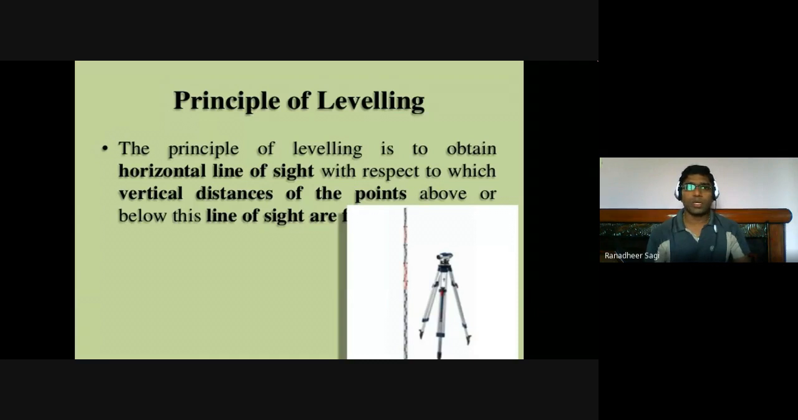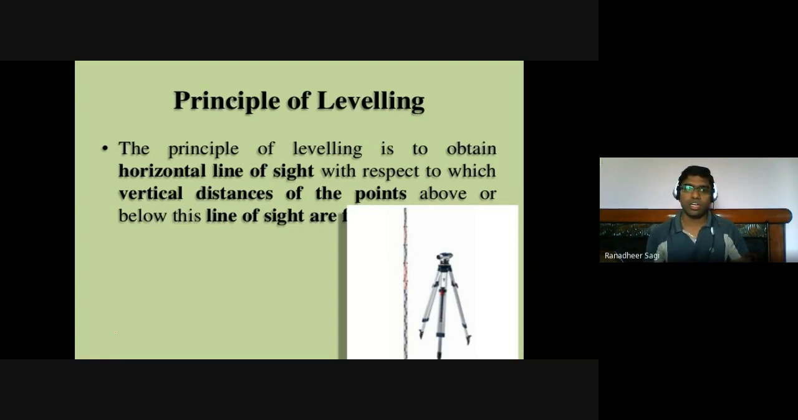Now, what is the principle behind this leveling? Based on what principle do we carry out this leveling? Okay, the principle of leveling is nothing but to obtain a horizontal line of sight, a horizontal line of sight with respect to which the vertical distances of various points are determined.